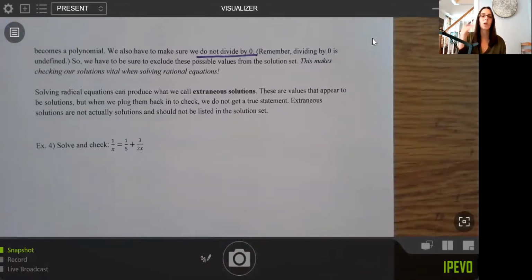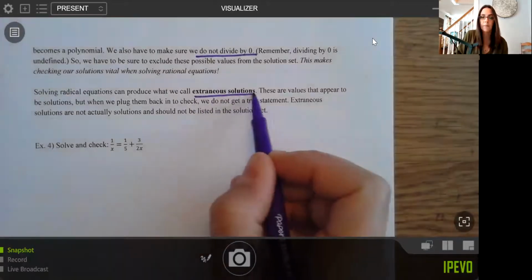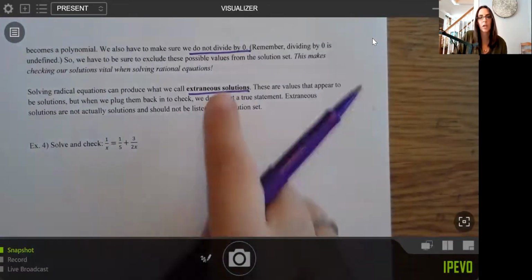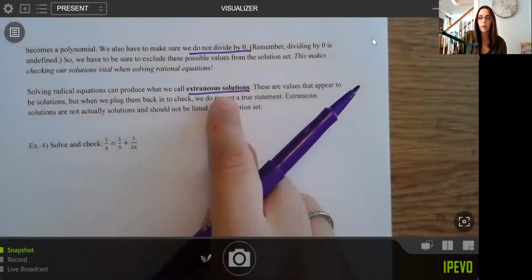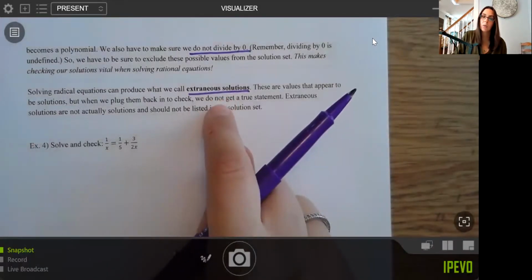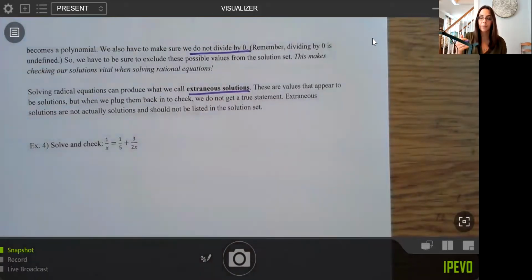A lot of times when we're solving rationals, we get what are called extraneous solutions. And this definition is not in your text, but it's an important one, so I want to put it in here. Extraneous solutions are values that appear when you're solving an equation that look like they're solutions. So you get the answer at the end, but when you go to check them, they don't actually work. So they're not real solutions. And this can happen one way with getting a value that makes the denominator 0. They can also happen with other values too.